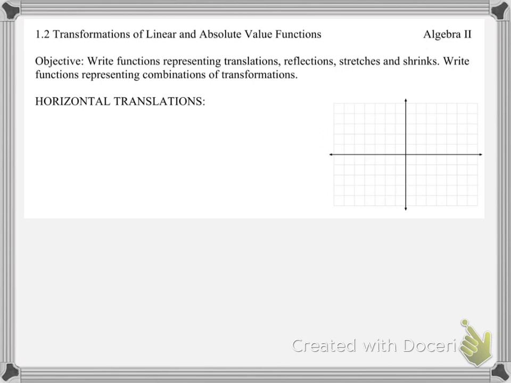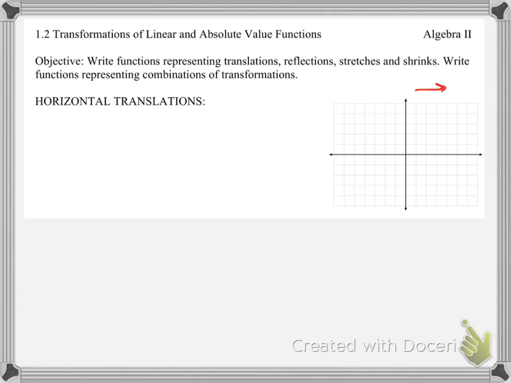So from our previous exploration, we did a little playing around in Desmos and noticed that when we took a function and added within that function, if we added onto the x, it moved it left and right. But what we notice is it actually moved it left and right backwards. So here we're going to create a rule to describe our horizontal translation.